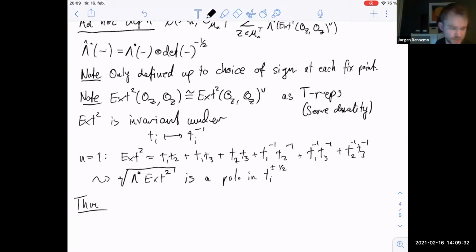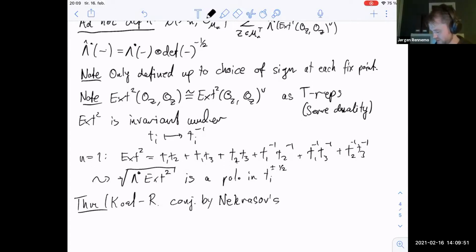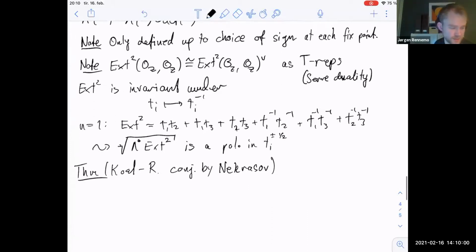And with this, just using this ad hoc definition, we can state at least the main theorem, which was conjectured by Nekrasov. Nekrasov's conjecture is a very ambiguous term. Conjectured by Nekrasov is again a formula for this generating function.